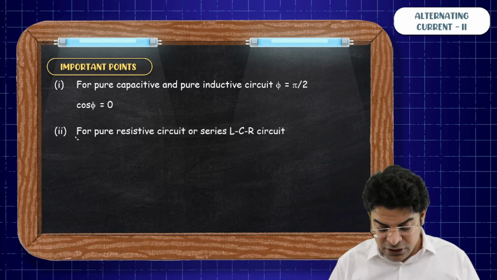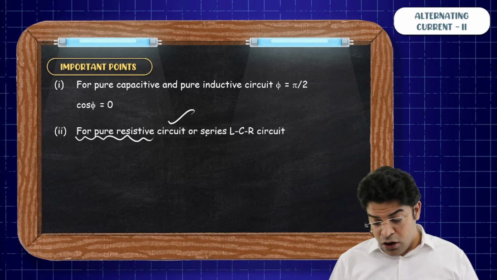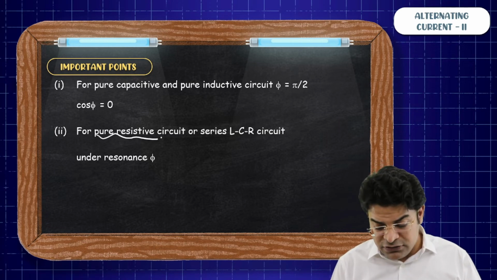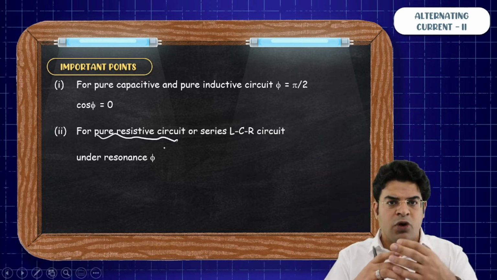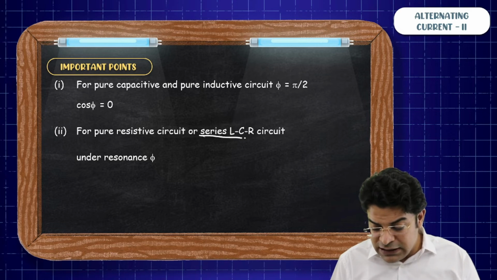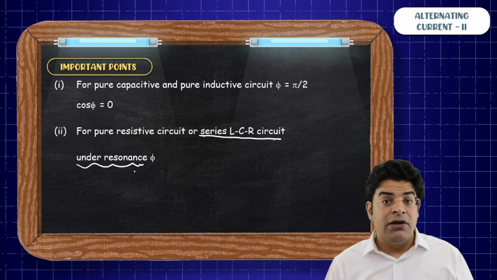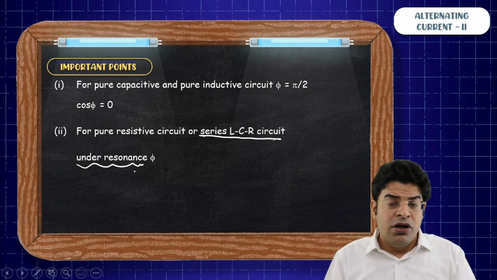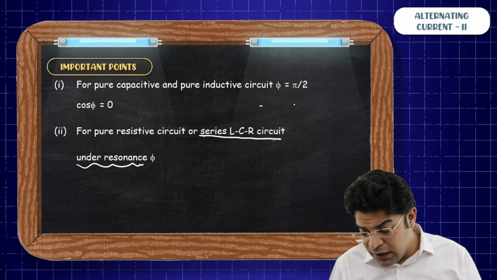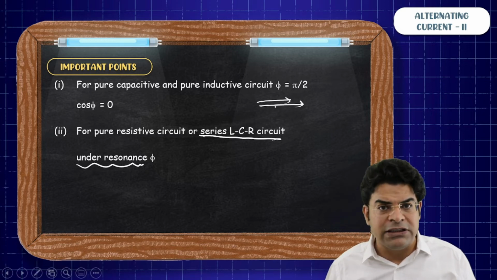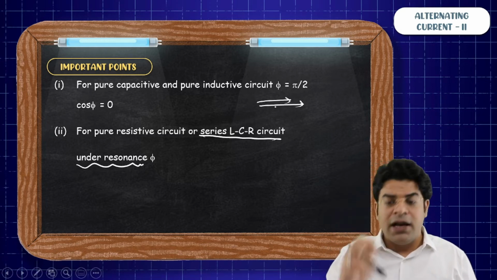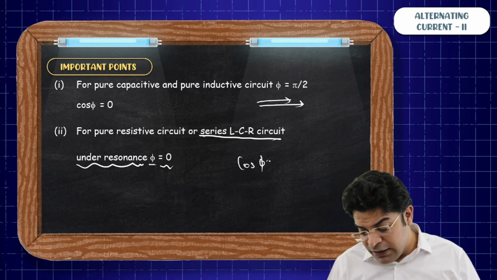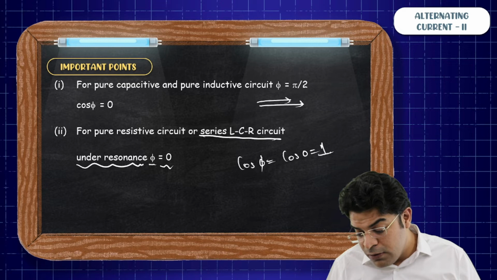So now second thing, for pure resistive circuit or for LCR circuit under resonance. For pure resistive circuit, when you do not have capacitor or inductor, or for a series LCR circuit under resonance, when the inductive reactance cancels out the capacitive reactance, for these two cases, the current and the potential drop are in the same phase. As the current and potential drop are in the same phase, the value of phi becomes 0. And the power factor, which is cos phi, will be cos 0, and the power factor will be 1.